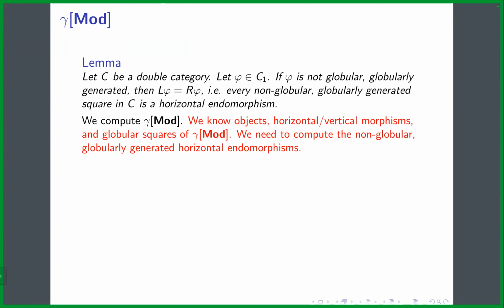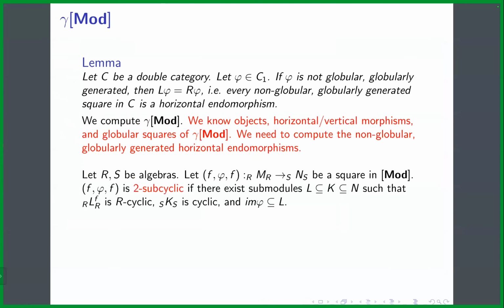Using that, we compute the globularly generated piece of bracketed mod. We know the objects, horizontal and vertical morphisms, and globular squares of gamma bracketed mod. So we just need to compute the non-globular, globularly generated horizontal endomorphisms. And this just turns out to be some sort of a condition. If R and S are algebras, then an equivariant morphism of this form, F phi F, a horizontal endomorphism from M to N, where M is an R-bimodule and N is an S-bimodule, is a square in bracketed mod.